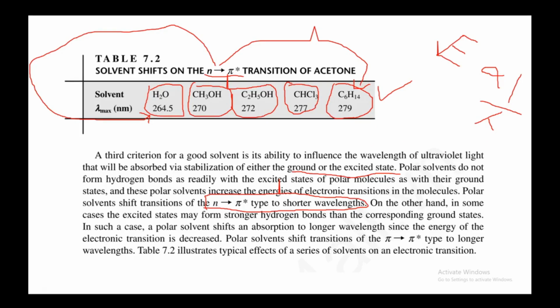On the other hand, in some cases, the excited states may form stronger hydrogen bonds than the corresponding ground states. In such a case, a polar solvent shifts an absorption to longer wavelength since the energy of the electronic transition is decreased. So polar solvents shift transitions of the pi to pi star type to longer wavelength.